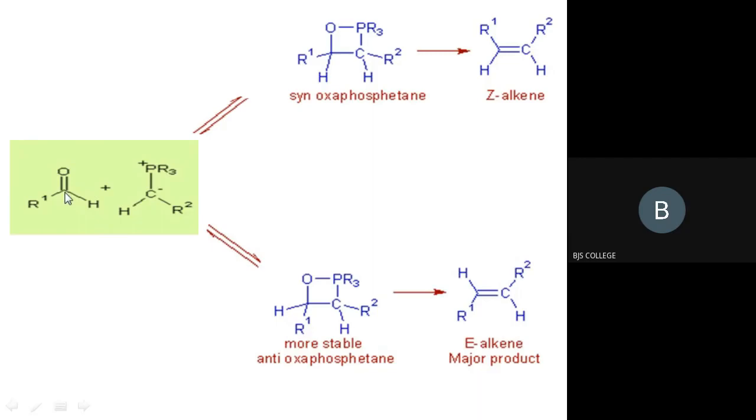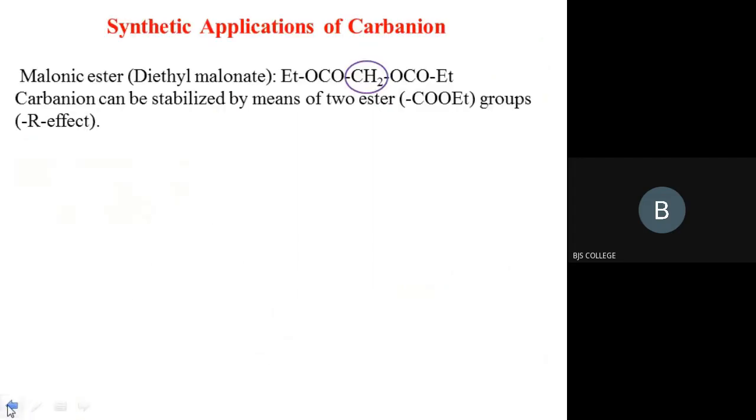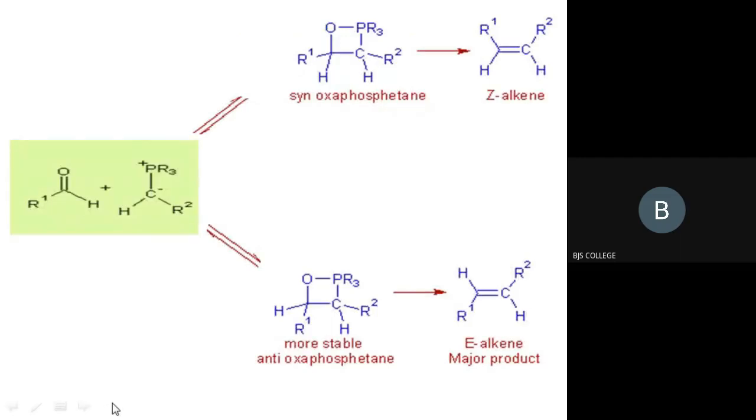I started with an aldehyde. A carbonyl group is converted into C double bond C. So I get an alkene as a product from the carbonyl in the presence of the Wittig reagent. So this is called the Wittig reaction. Any doubts? Are you understanding this?